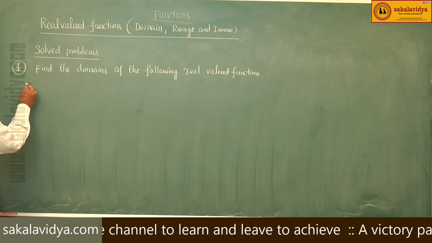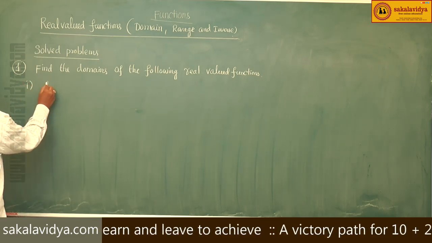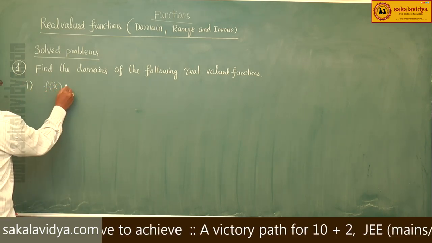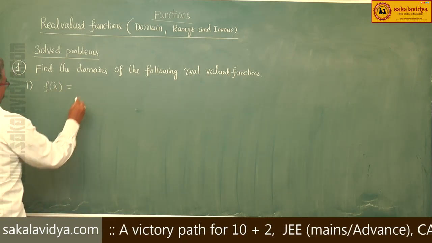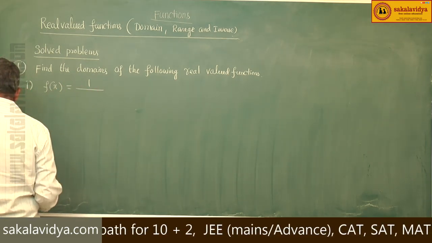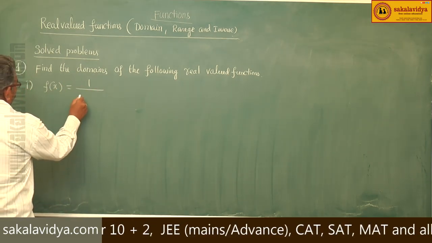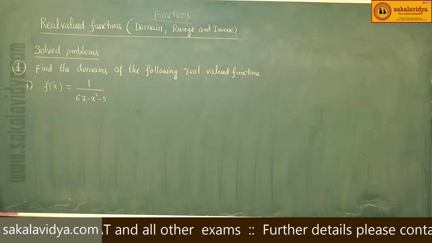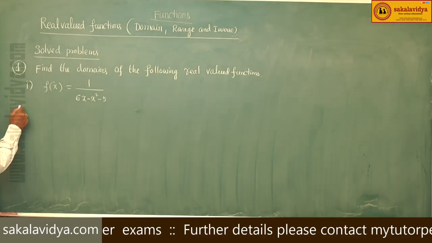First problem, f of x is equal to 1 by 6x minus x square minus 5. So now, solution.